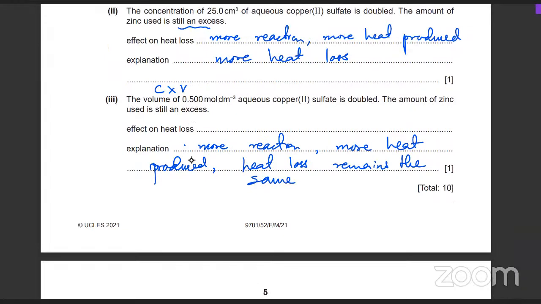See, Q is MC delta T, right? So that means forget C. C is the constant, right? So basically delta T is what? It's the amount of energy that's produced over the mass of the solution, right?